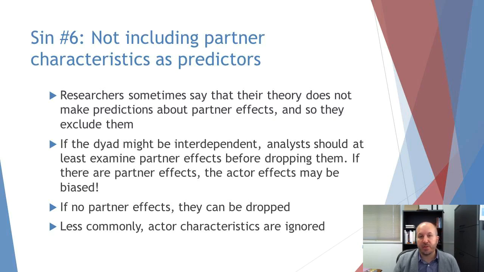If you find that the partner effects have no impact, then you can drop them, and then your theory that does not include anything about partner effects could be accurate. Less commonly, you may also see this with actor effects, where they only look at partner effects and ignore actor effects. So when you're doing tests between dyads, ignoring actor effects or ignoring partner effects and just saying, well, my theory doesn't make any predictions about that, is really introducing a lot of biased estimates into your theory and into your subsequent analyses.